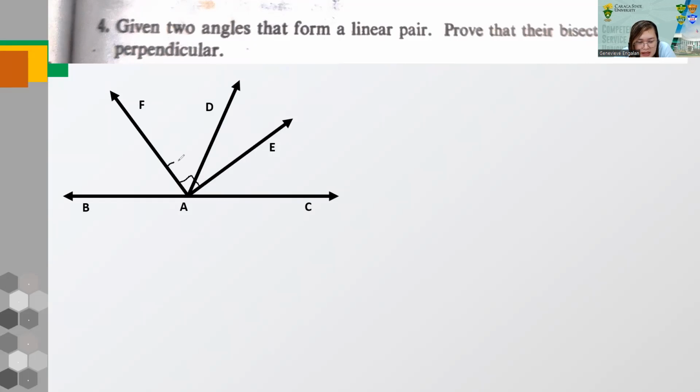Since they are given as bisectors, they are also given as congruent. So where do we show this? Any idea?